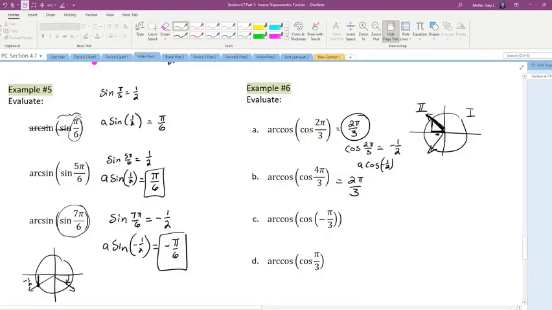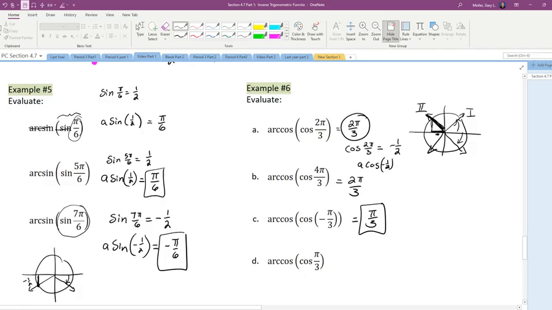The arc cosine of the cosine of negative pi over 3 is going to equal, so negative pi over 3 puts me right here. Negative pi over 3, the cosine is positive. And what angle is going to have the same cosine? It's going to be this one. So our answer here is going to be positive pi over 3. That's what the calculator is going to give us.